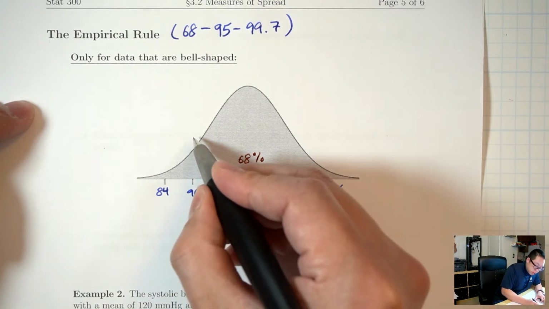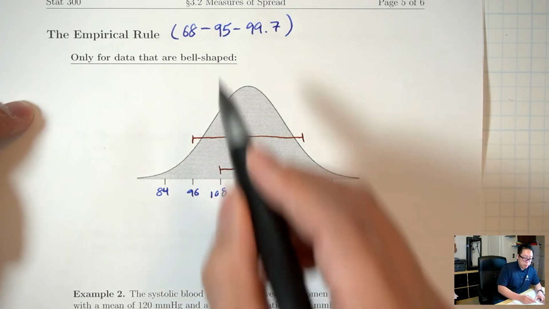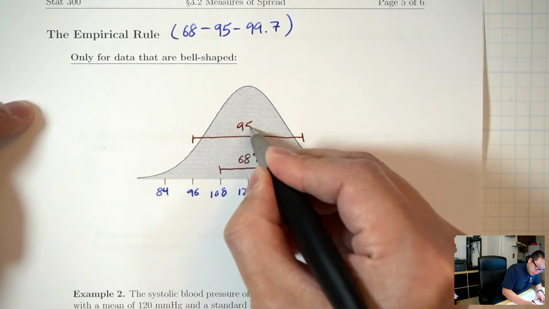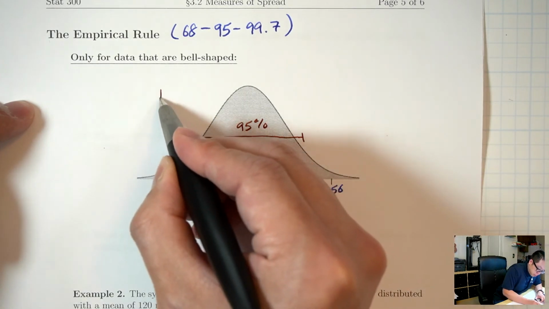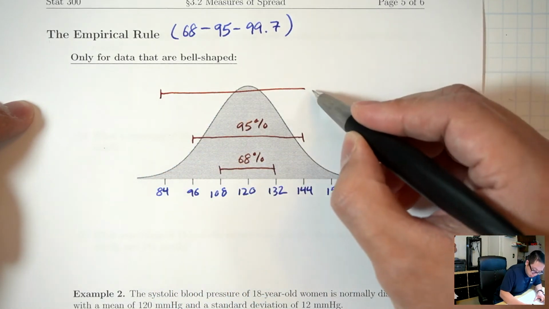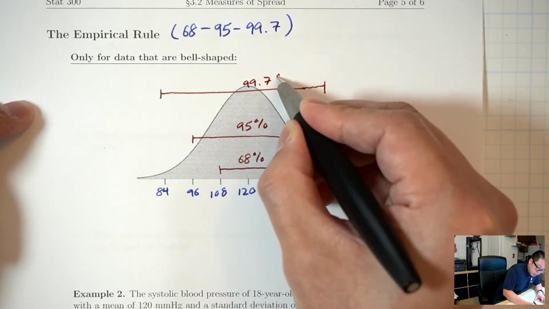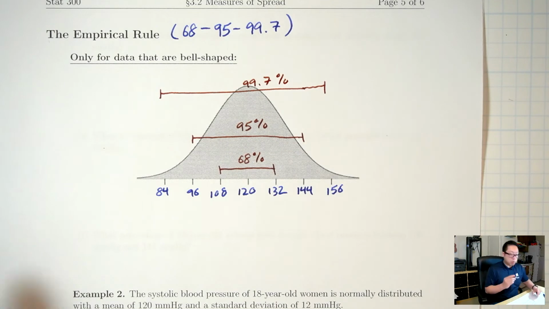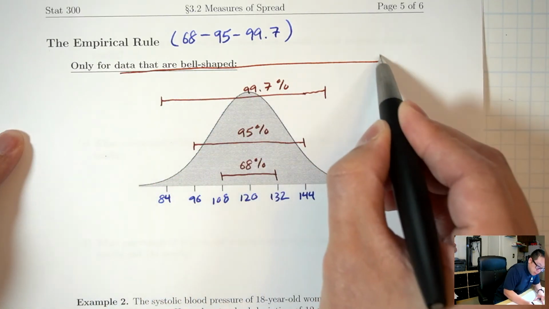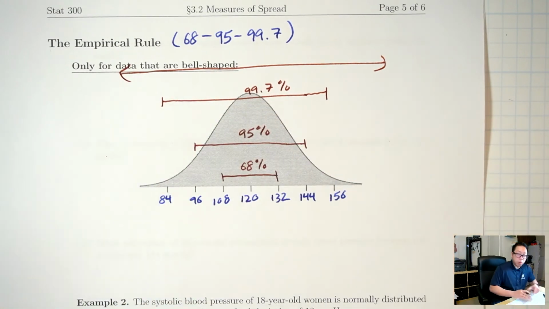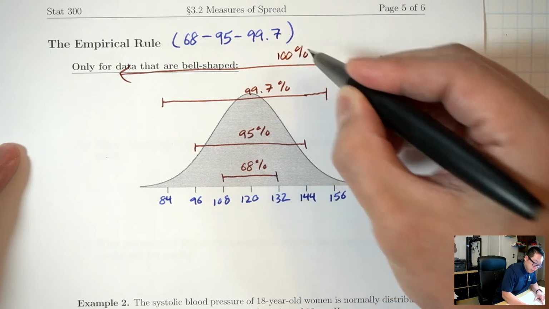2 up, 2 down is 95% of your data. 3 up, 3 down is 99.7% of your data. And then I'm going to add one more number, which is everything. So everything, all the way to the left, all the way to the right, is 100% of your data.